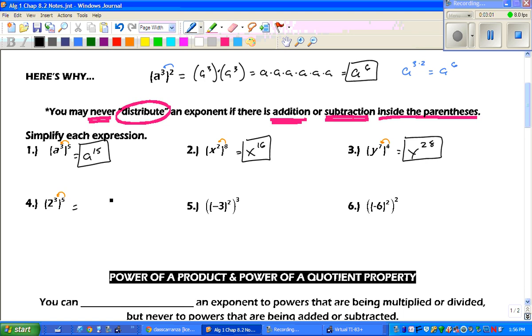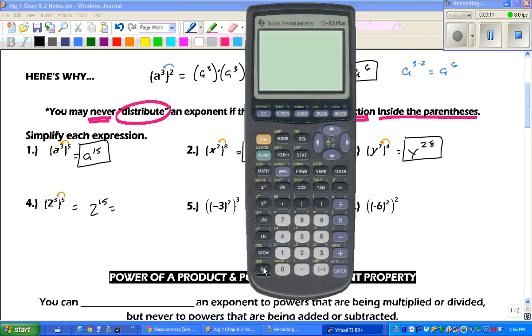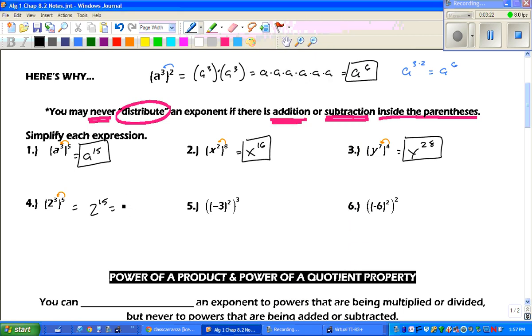Okay, number 4. 3 times 5, I'm sorry, gives us 2 to the 15th. And since that's a number, we can actually solve that using our calculator. So we got to turn it on. 2 raised to the 15th power. Look at that. 32,768 is our answer for that one.